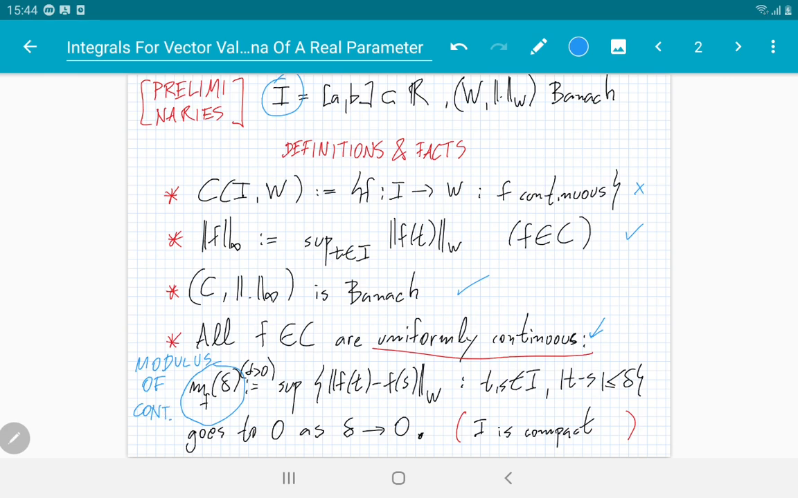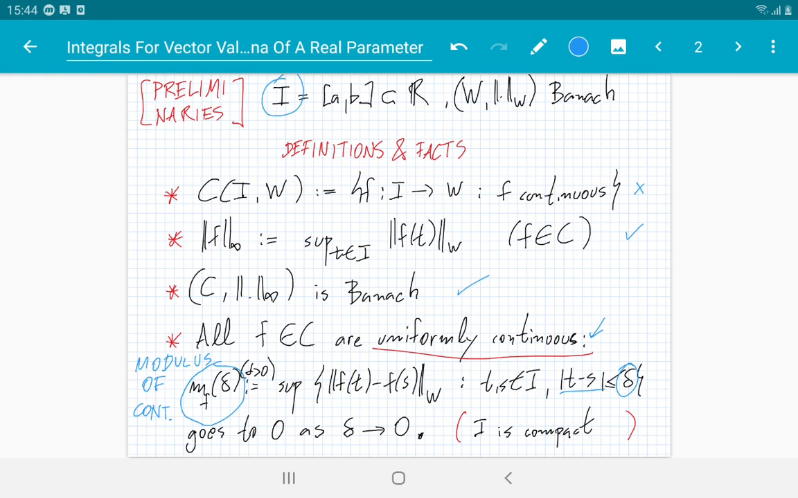That's just the supremum of the distance between f of t and f of s over all s and t in the domain, of course, with distance at most delta from one another. So I take all t and s with distance at most delta. I compute the norm of f of t minus f of s. The sup of that is by definition the modulus of continuity of f evaluated at delta.